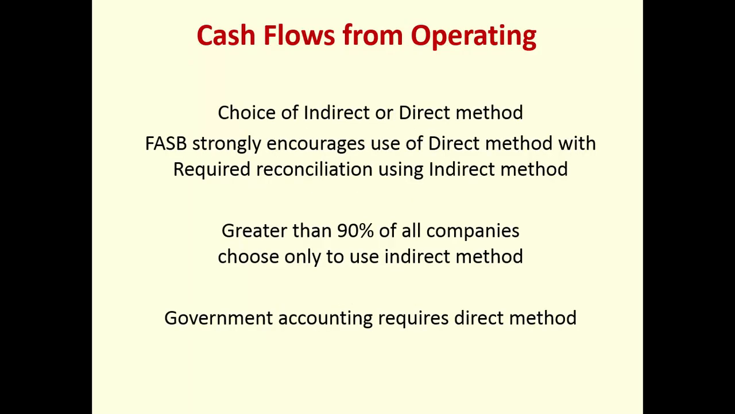Starting with operating, starting at the top of the statement, the rule is you have a choice of using the indirect or the direct method, and this will demonstrate the indirect method for operating. FASB strongly encourages the use of the direct method. They actually tried to pass a rule that required it, but so many companies complained that the indirect is easier, so the FASB allows the indirect method, even though they maintain a strong encouragement of the other method.